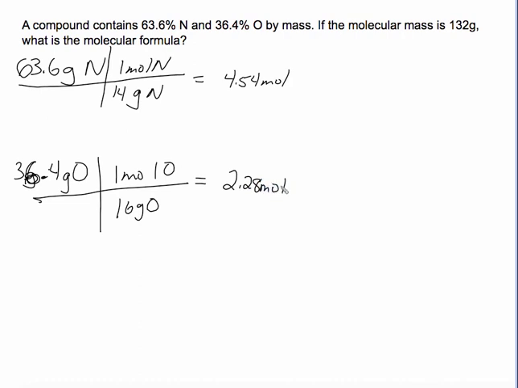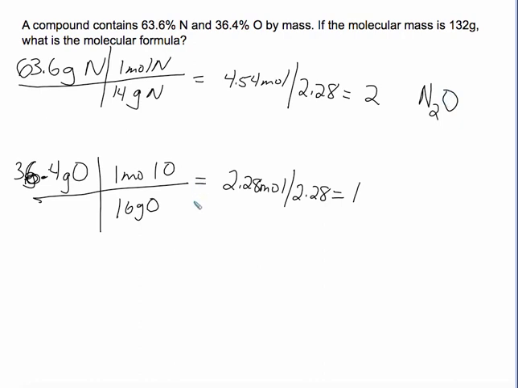moles of oxygen. Okay, so you take the small number, divide it by itself. That puts it at 1. Take the big number, divide it by the small number. And that's going to put that at 2. So our formula, in terms of empirical formula, is N2O.